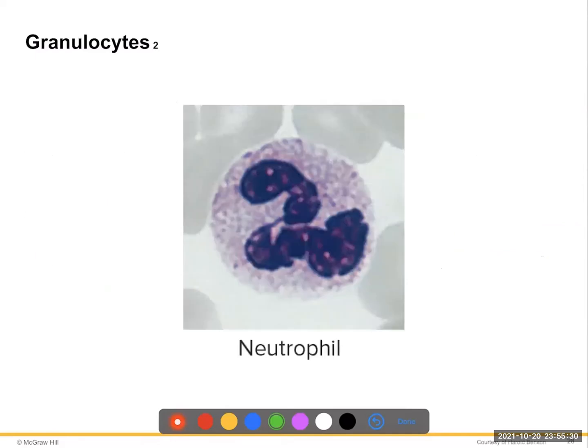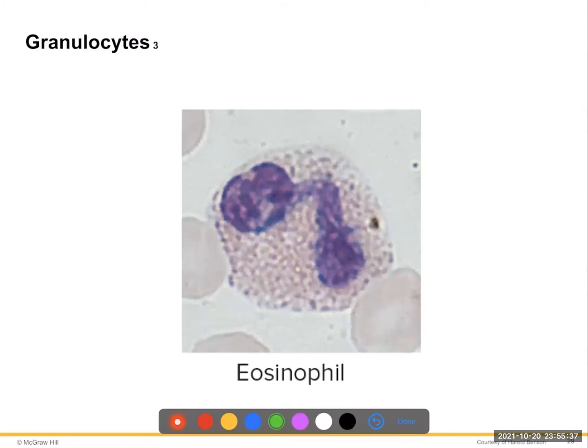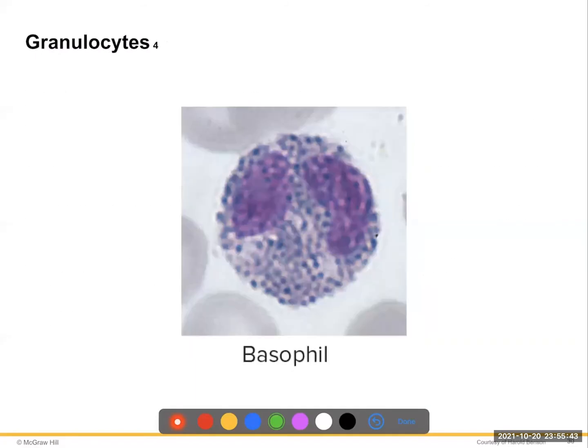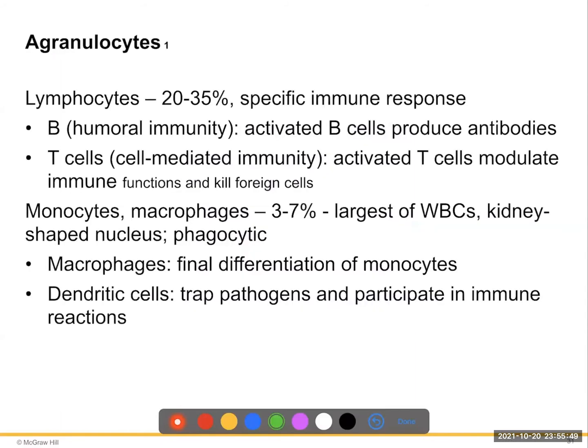Okay, those are from the slide before. This is your neutrophil. You can see this is one of the granulocytes. This is an eosinophil. Again, see the lobed nuclei, and you see all the granules inside of here. And the basophil, same way, lobed nuclei and all those granules. Agranulocytes are the ones without granules, and about 20 to 35% of white blood cells are agranulocytes. These are the ones that give you a specific immune response.